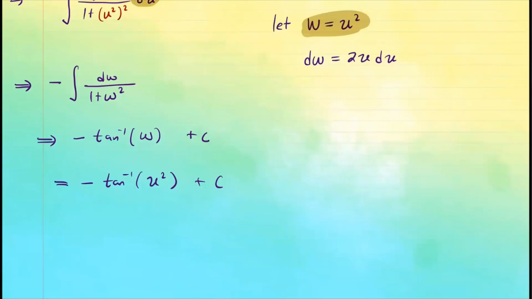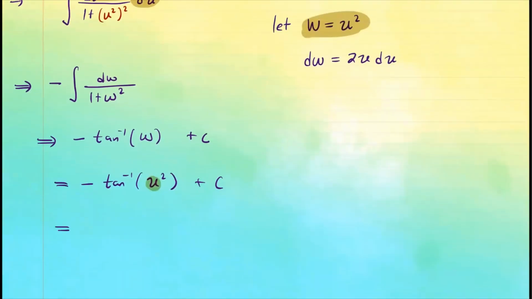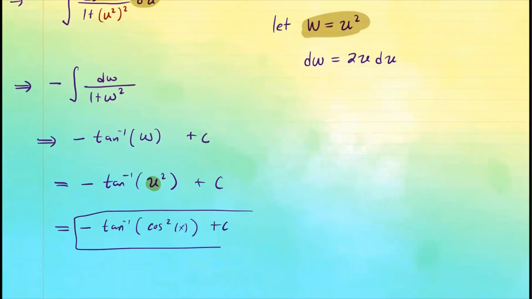All right, so the last thing that we want to do is replace what U was. Well, we made the substitution. U is cosine of x. So if I plug that in here, my final answer is negative tangent inverse of U squared. U is cosine. So this is cosine squared of x plus C. And there you have it. This is our final answer to this problem.